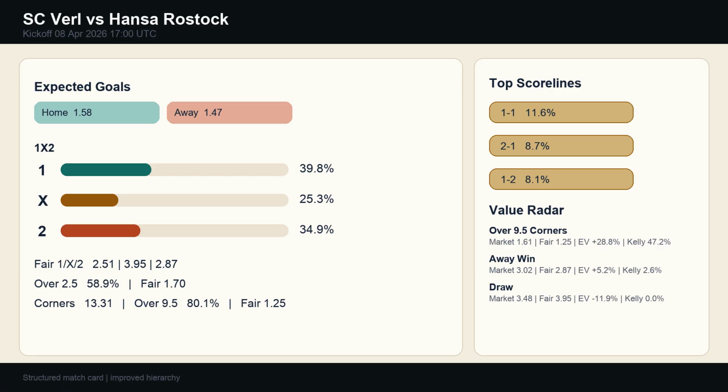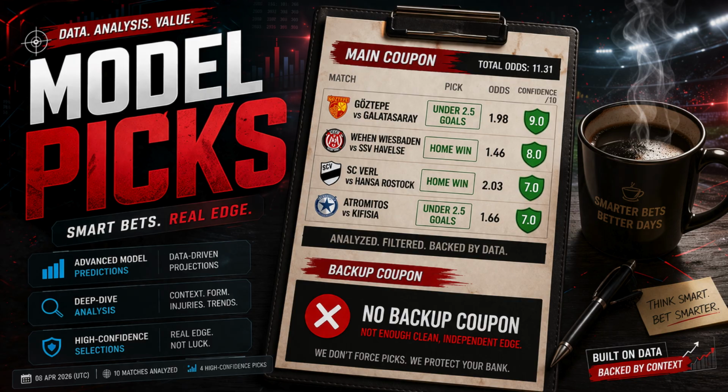So the final combined view of the slate is this. The cleanest match remains Göztepe against Galatasaray, under 2.5 goals. The strongest result side picks are Wehen Wiesbaden to win and SC Verl to win. The more stable low-event read is Atromitos against Kifisia, under 2.5 goals.